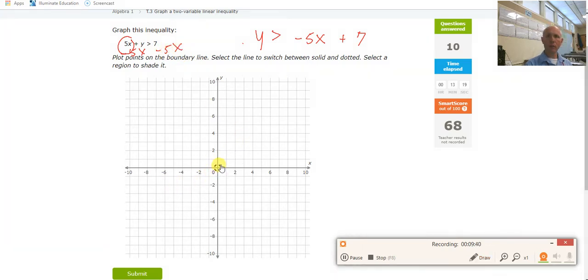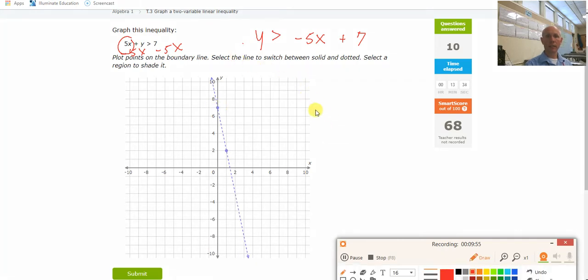So I'm going to start at 7. I'm going to go down 5, 1, 2, 3, 4, 5, and over 1. There's my line. It's dashed. And now let's test 0, 0. 0 plus 0 is greater than 7. That's false. So if this point is false, that means everything over here is true.